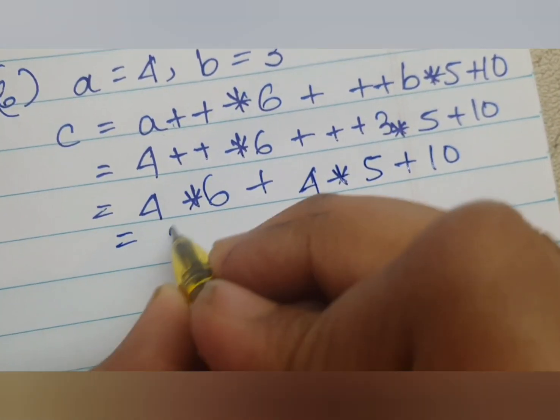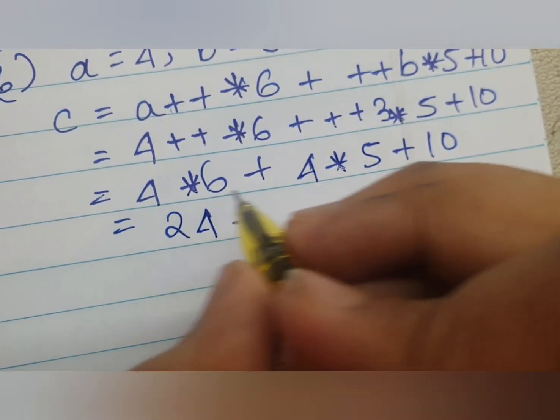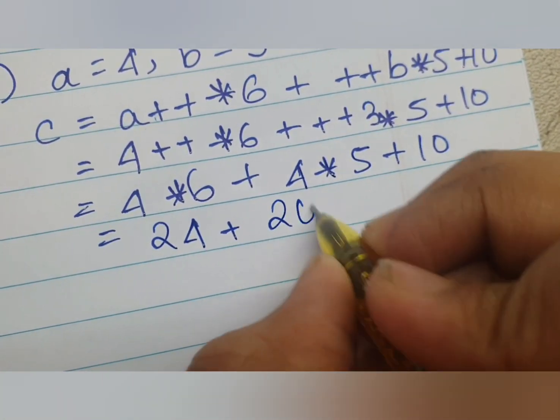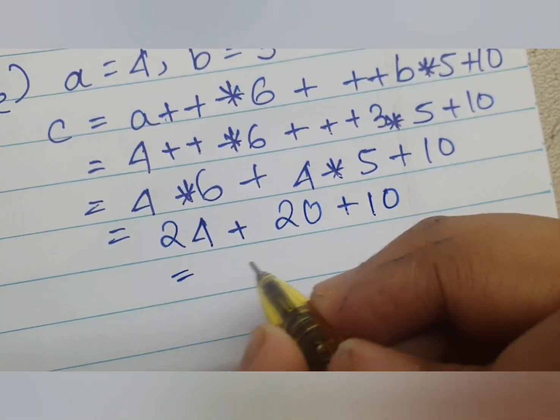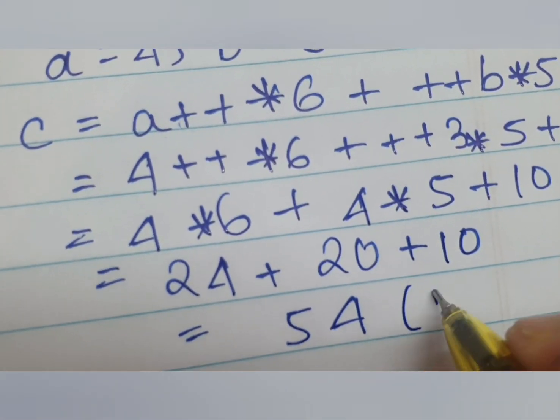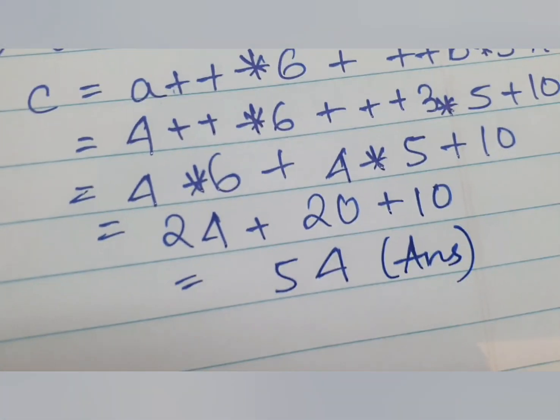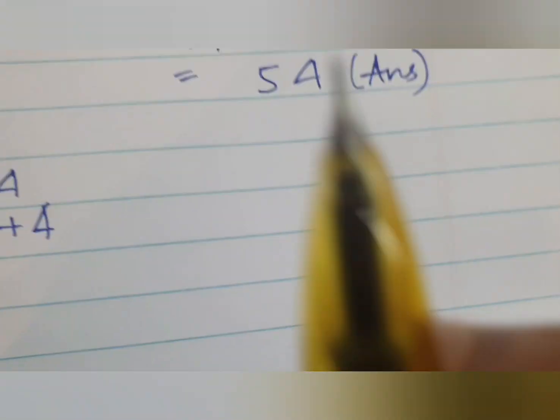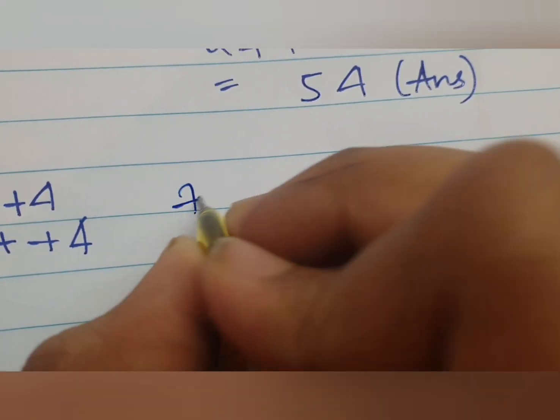Alright, so by BODMAS let's do the multiplication first. 6 into 4 is 24, and this is 20 plus 10. So that will be 54. So that is the answer.